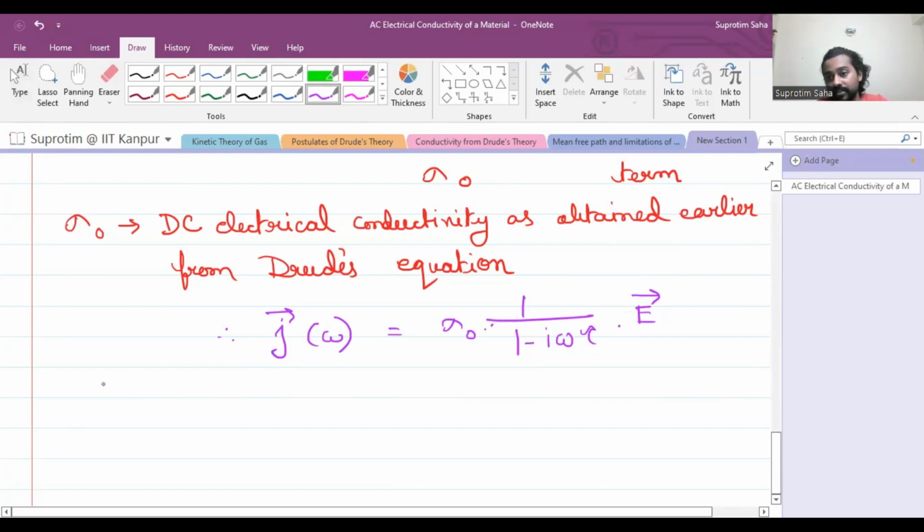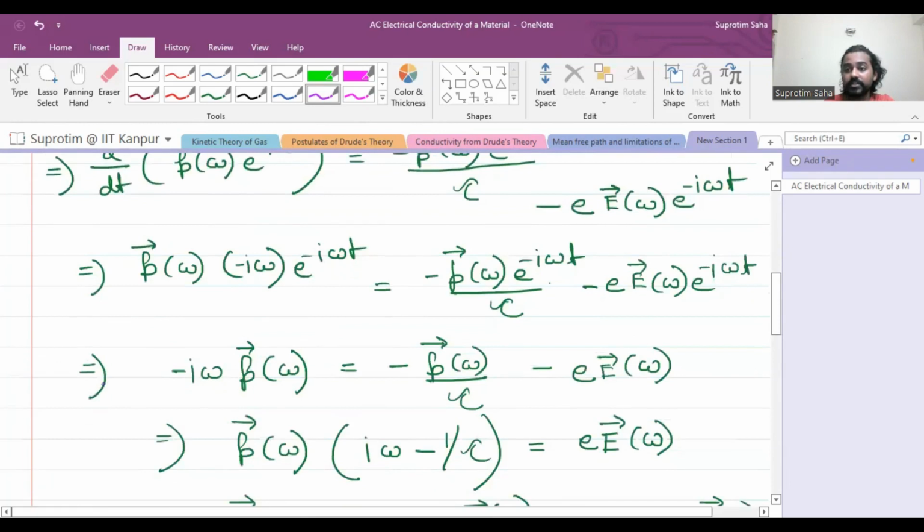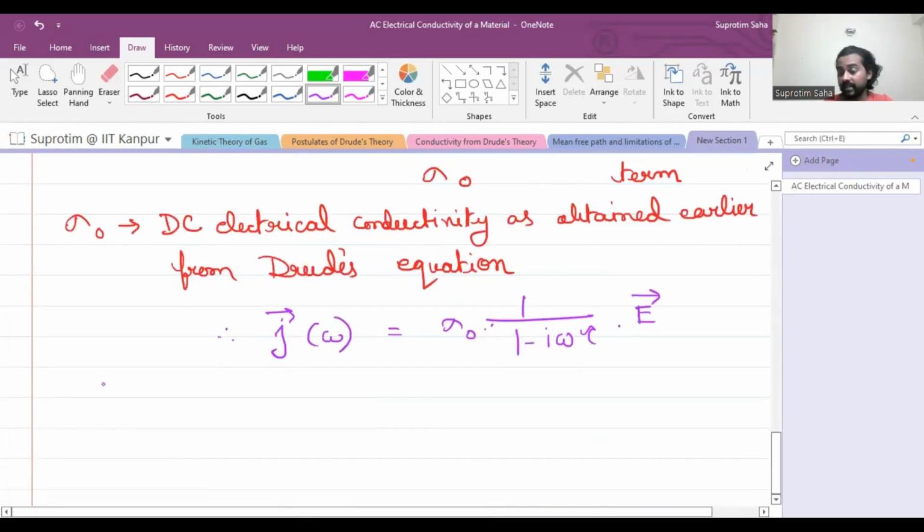There are some clarifications that I need to make in that. What we have said earlier is that this applied force is a spatially uniform force. But you know that an electric field is spatially varied. So an electric field can be written as e raised to i (k x minus omega t). So this is the spatial part.